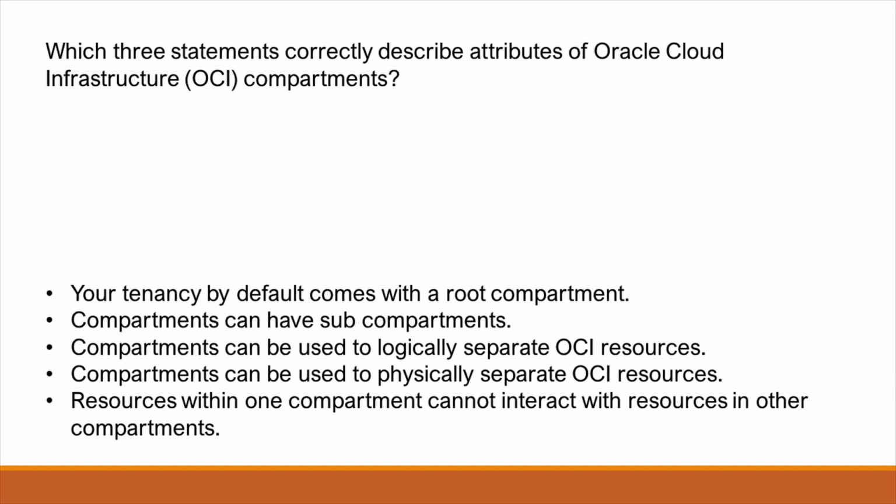Let's talk about this question. Which 3 statements correctly describe attributes of Oracle Cloud Infrastructure, OCI, compartments? Options we have for this question are: your tenancy by default comes with a root compartment; compartments can have subcompartments; compartments can be used to logically separate OCI resources; compartments can be used to physically separate OCI resources; resources within one compartment cannot interact with resources in other compartments.